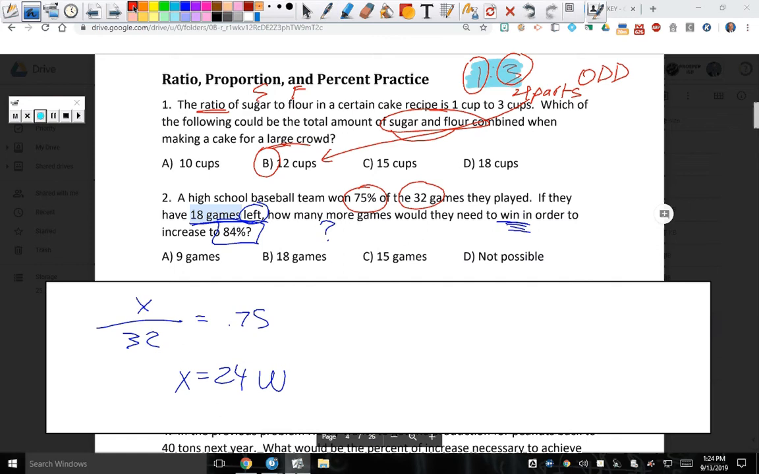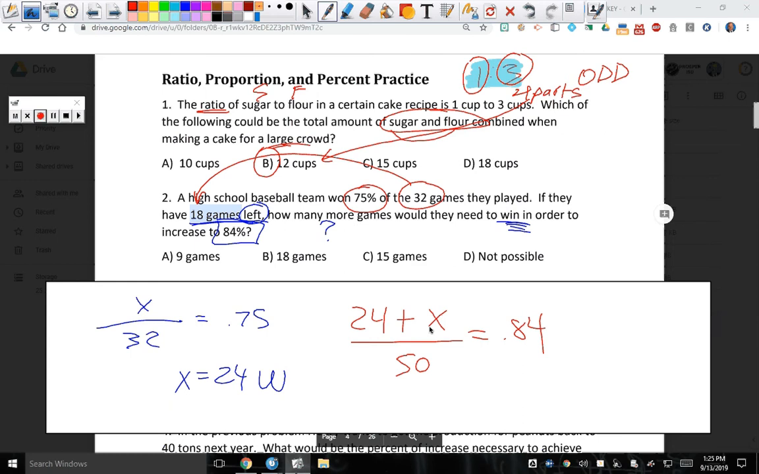Okay, Anya, keep going. What do I write to get 84%? So how do you know they're going to play 50 games? Add 18 to the 32. Yep, so they're going to play 50 games total. She's absolutely right. So it'll be 24 plus how many more games? So it'll just be X, right?